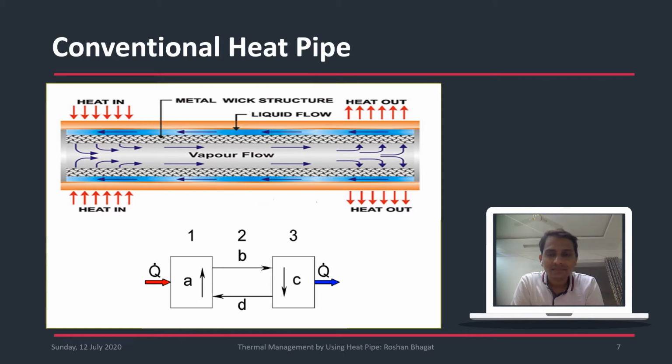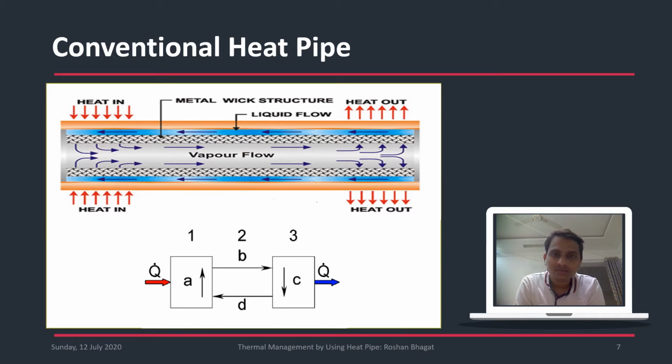Now this is a conventional heat pipe. In a conventional heat pipe, you can observe there is an evaporator section and a condenser section, and these are separated by an adiabatic section. In the evaporator section, heat is absorbed. In the condenser section, heat is rejected. So no heat is absorbed or rejected in between, in the adiabatic section.